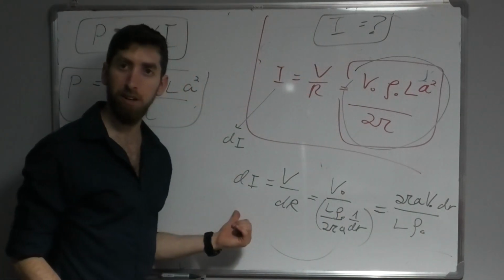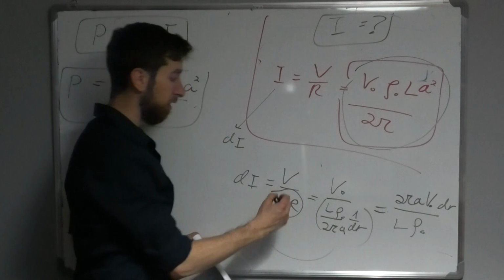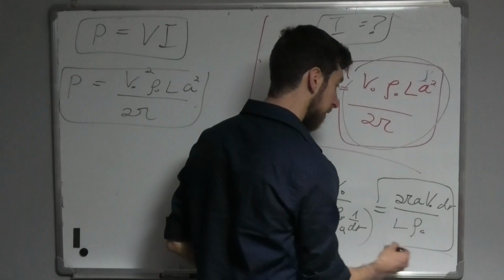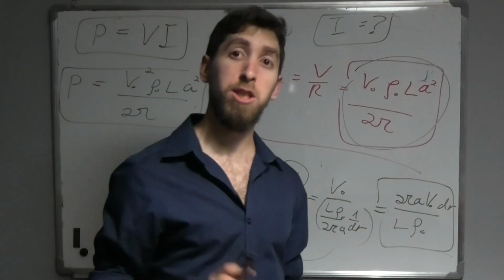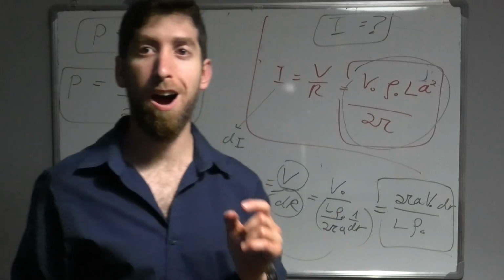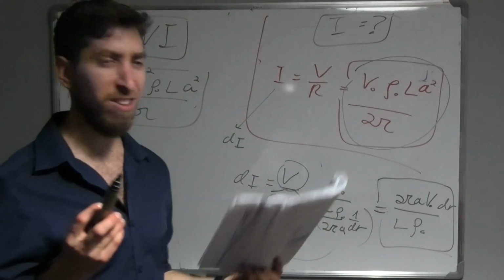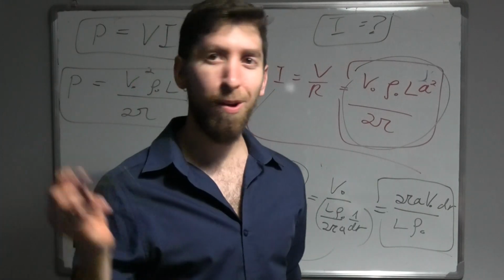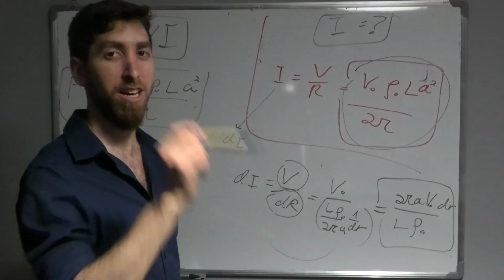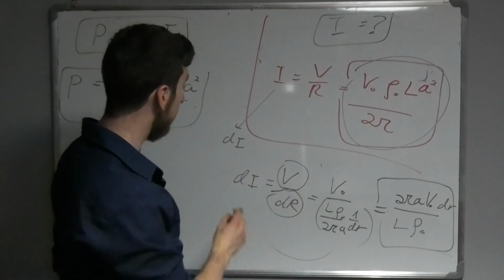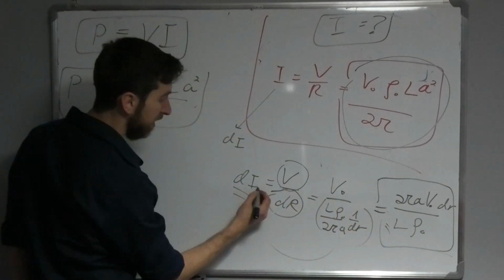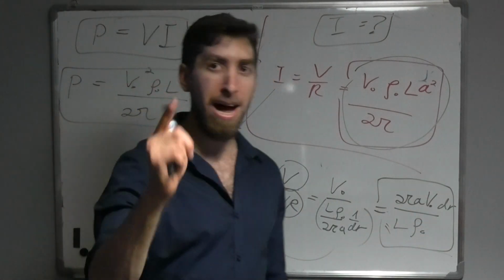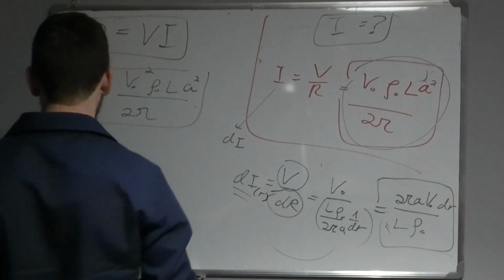What's super interesting here? Remember, dl was constant? V is constant. Constant over constant is actually a constant. So what I want you to see is that we got a really special case, because all the resistors have the same value, the current doesn't have any favorable resistor to go through. It goes to each one of them with the same amount, which is this. This is dI in the specific cylinder, at radius r. They're all the same.